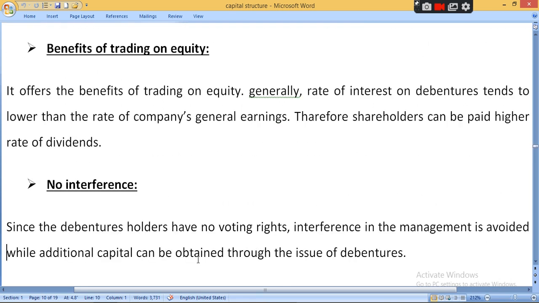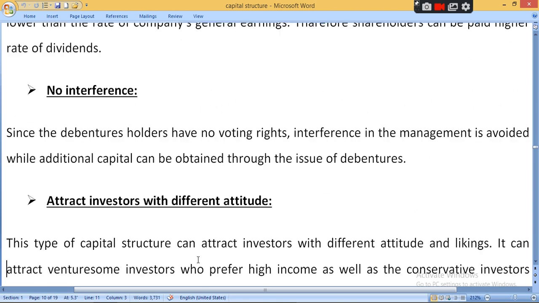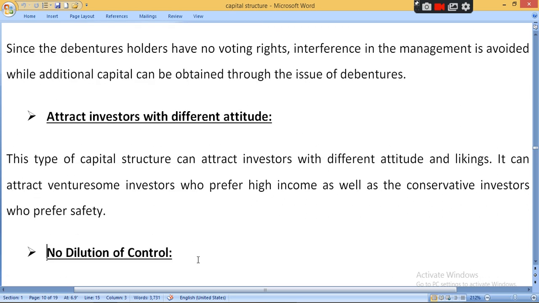Then no interference. If in your capital structure there will be a debenture, clear? Equity plus debenture, so debenture holder has no voting right, so they cannot participate in management of the company, clear? Then attract investor with different attitude. Different attitude means there are two types of investor, clear? Risk takers and risk avoiders.